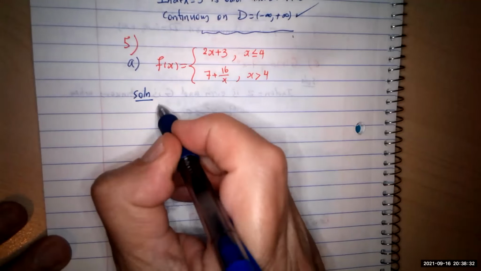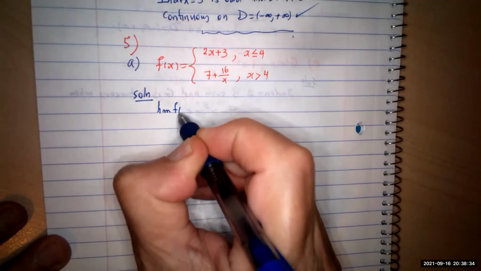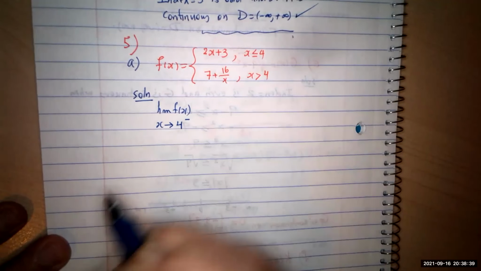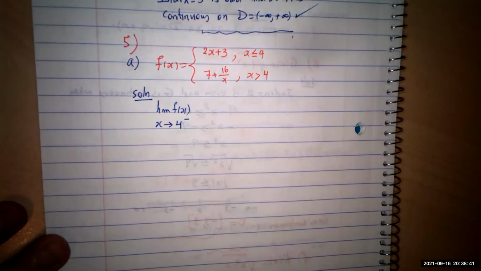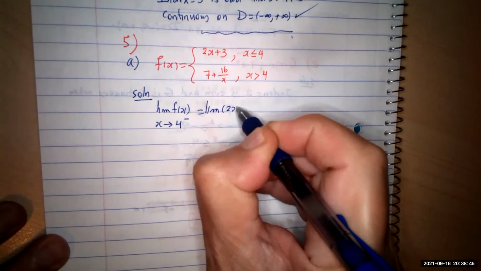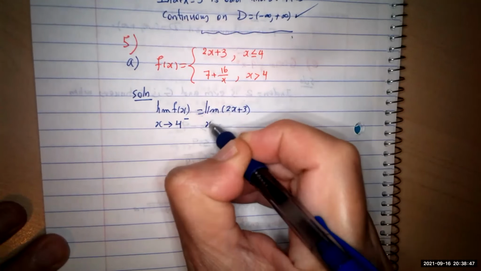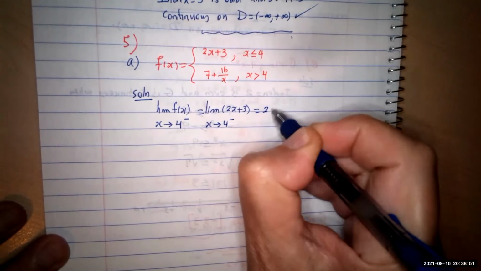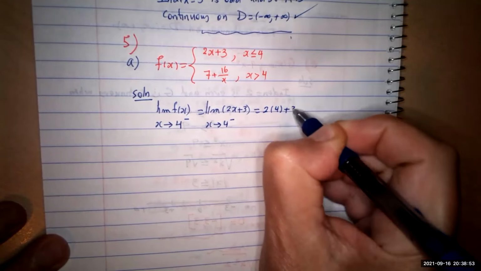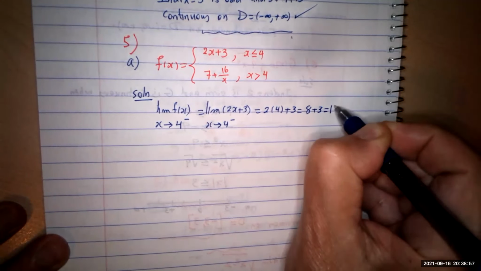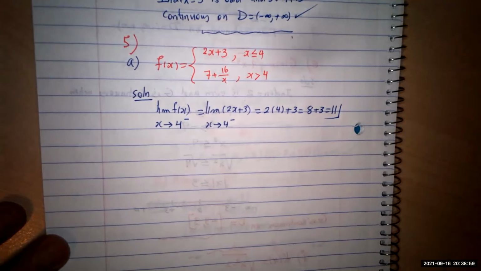So we find the limit of f of x when x goes to 4 negative. 4 negative means x is less than 4, so the function to be used is the first part. So that gives you 2x plus 3, x goes to 4 negative. The number is 4, so it's 2 times 4 plus 3. That gives you 8 plus 3, which is equal to 11. Okay, so that's the left limit.